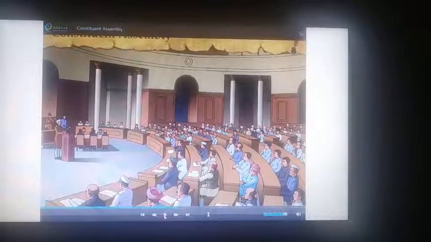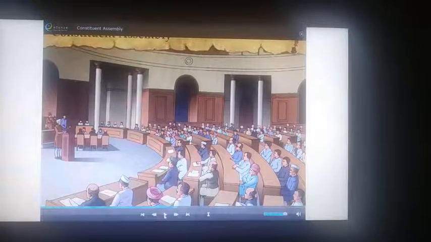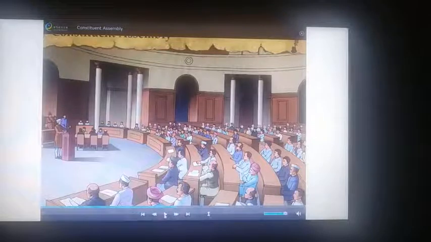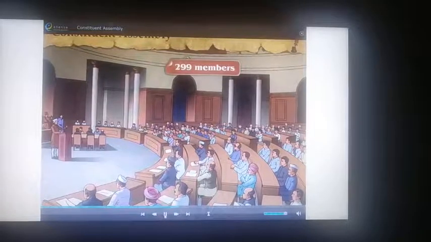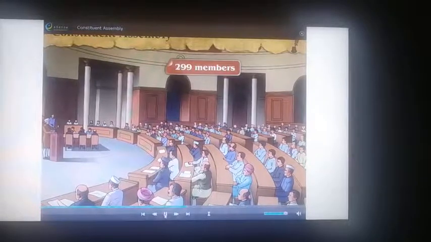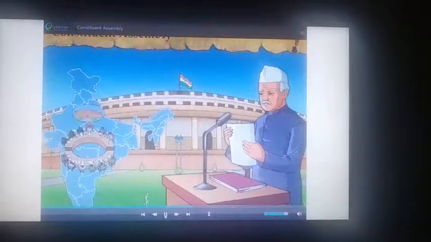The representatives of the provinces and the princely states were included in the Constituent Assembly. There were a total of 299 members in the Constituent Assembly. Dr. Rajendra Prasad was the president of the Constituent Assembly.